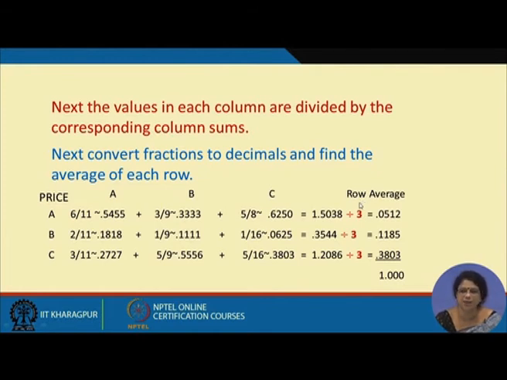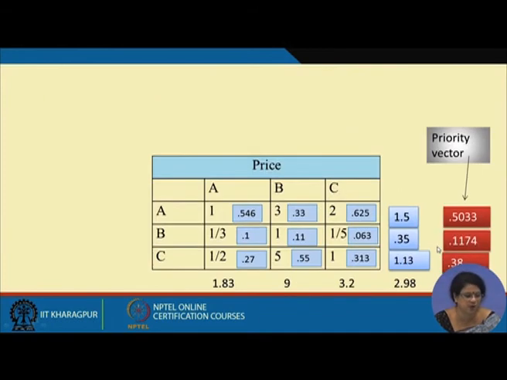But if I just include the cost of labor here, the situation may differ. It may not happen that ABC will be the order of increasing. Here the values are in the increasing order. This is what we call the priority vector, or the preference structure with respect to price for A, B and C. The same thing we have summarized in this table.